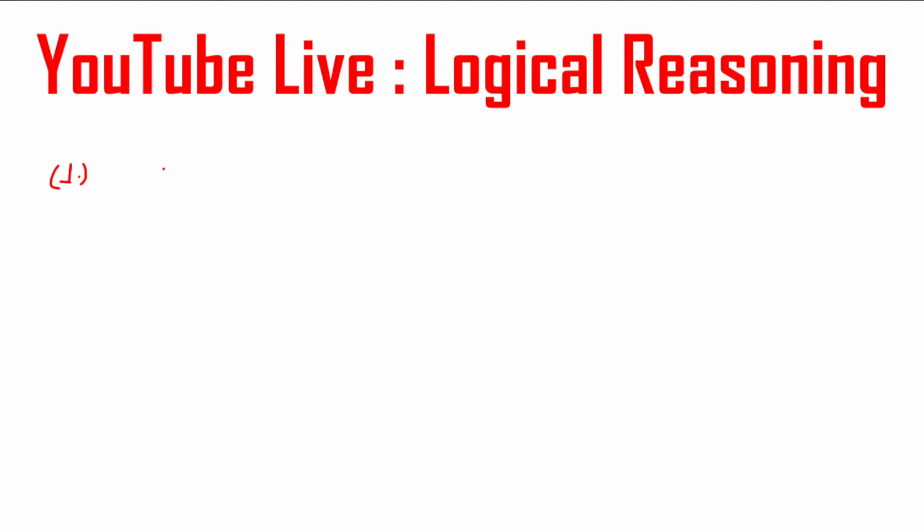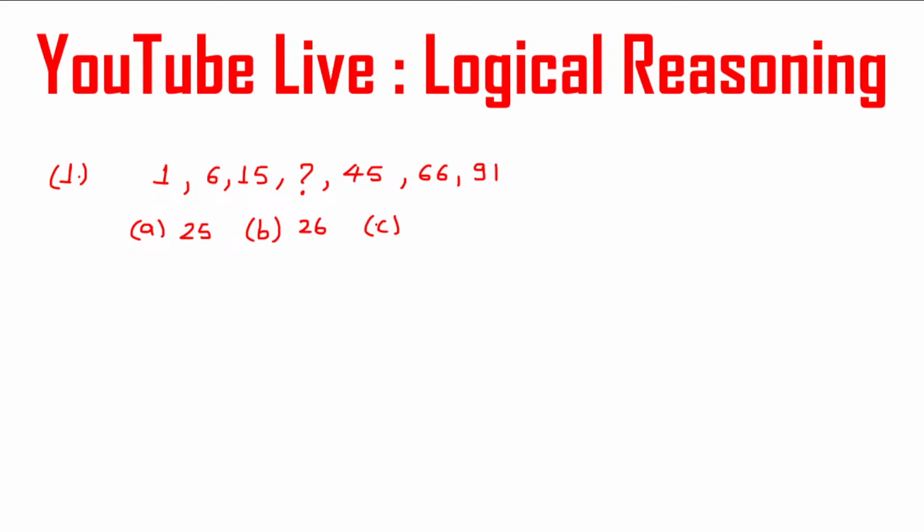So, let us say we have a series: 1, then 6, then 15, then a question mark right here, and then we have 45, 66 and 91. The options available are: the first option is 25, the second is 26, the third is 27, and the fourth is 28.